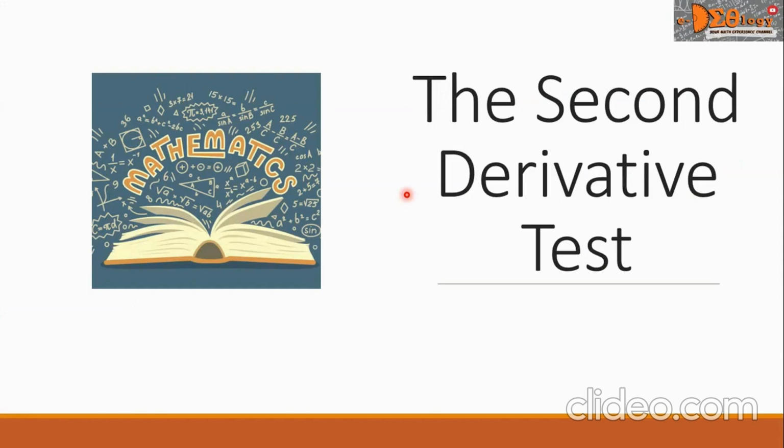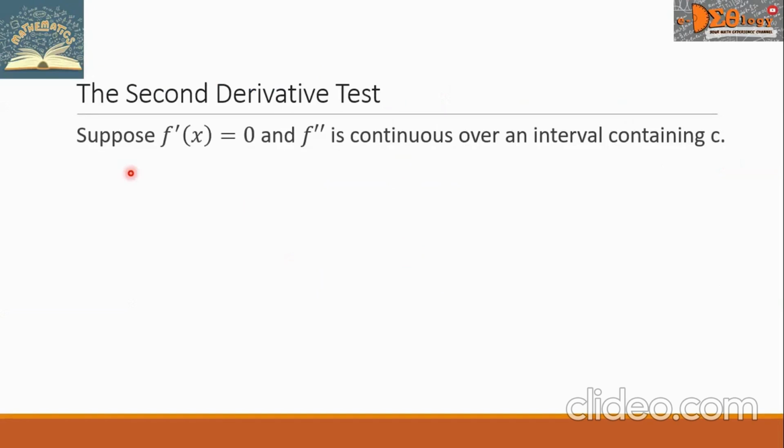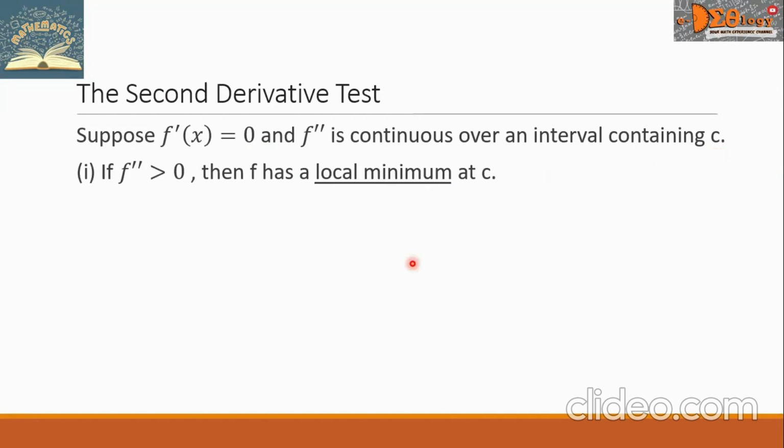Hi everyone. Today we're going to study the second derivative test. Suppose f prime of x equals 0 and f double prime, or the second derivative, is continuous over an interval containing the point c. If the second derivative is greater than 0, or positive, then the function f has a local minimum at the point c.